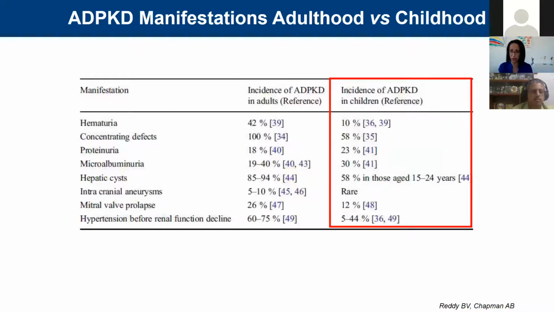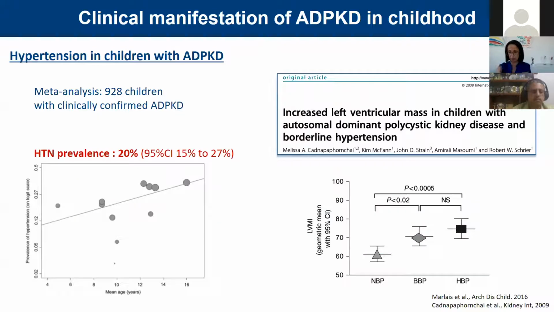So comparing the incidence of the symptoms of the children to the adults, you see here that Arlene Chapman has this review in Pediatric Nephrology. And you see that the children already have hematuria and concentrating defect. We sometimes see them in the clinic presenting with enuresis, or sometimes you have new children who came for enuresis and on doing an ultrasound, we diagnose ADPKD. Proteinuria and albuminuria is also present in 20 to 30%, and actually the main symptom is hypertension, up to 44%.